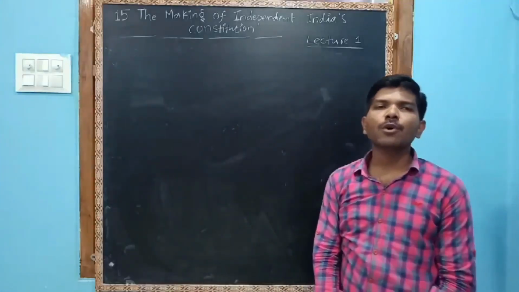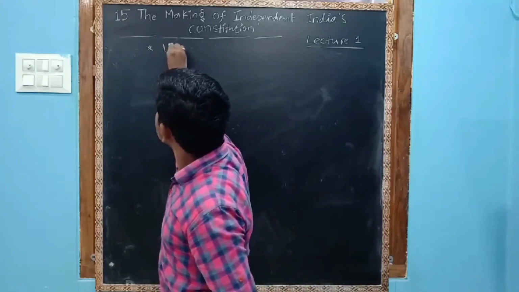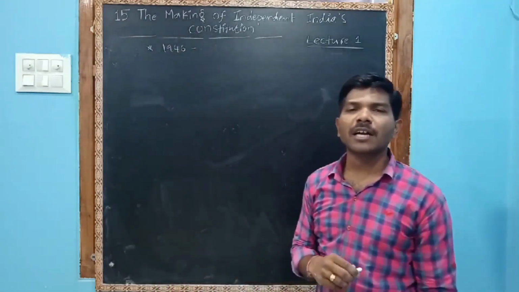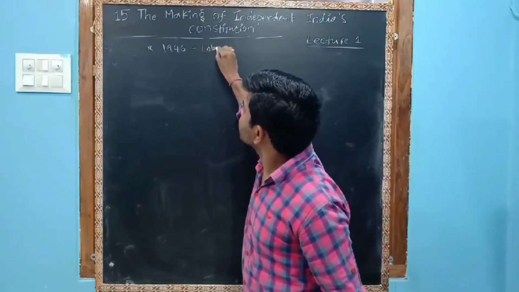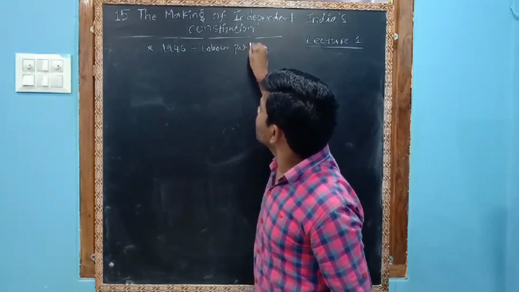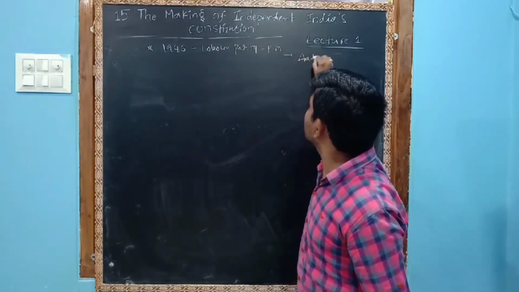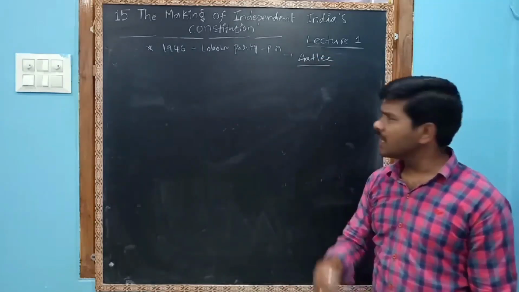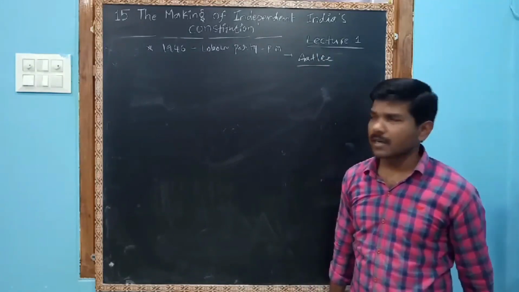In 1946, Britain said that we are ready to give independence. The Labour Party Prime Minister, his name is Attlee, said that we are ready to give independence to India. Then the discussion was started.